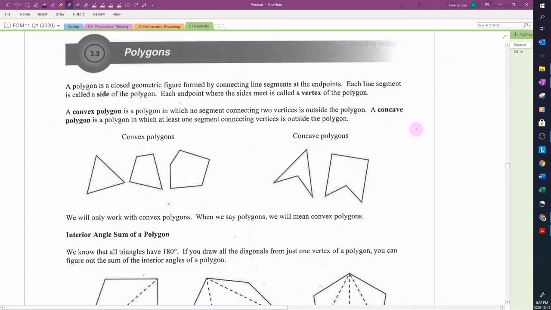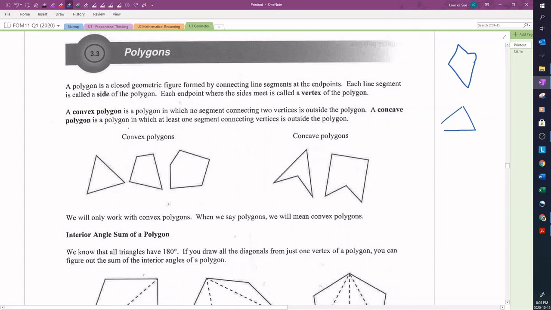So here are a couple of non-polygons. If I have a straight line and a straight line and a straight line, but they don't meet, that's not a polygon. If I have some straight lines like this and then I have a curve, that's not a polygon. Okay, it's all straight lines.